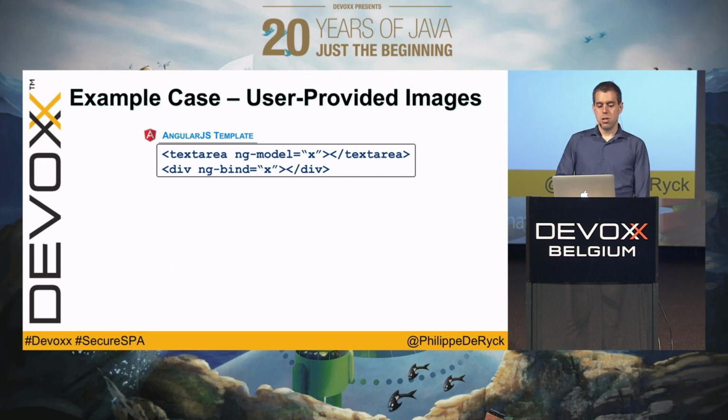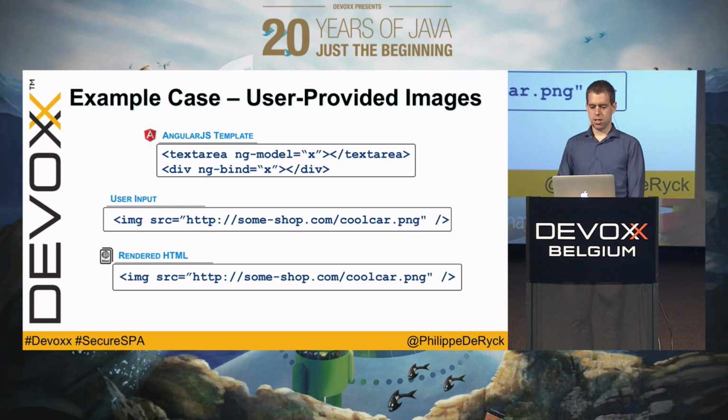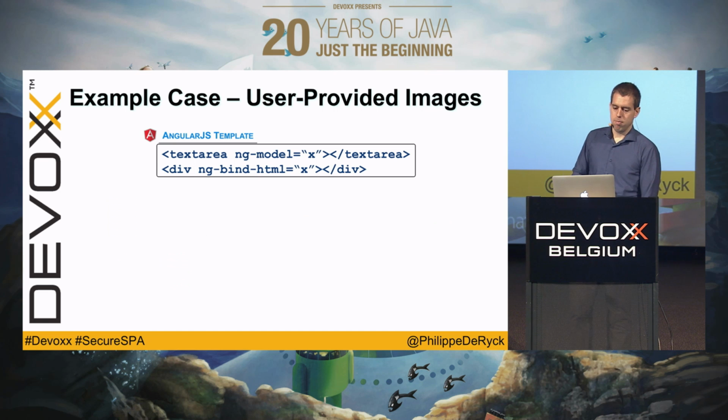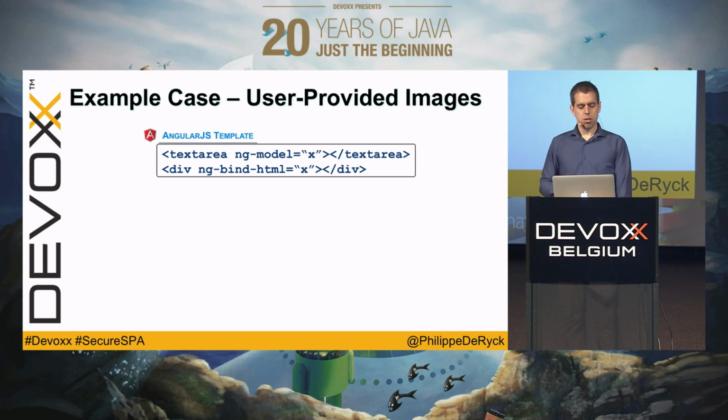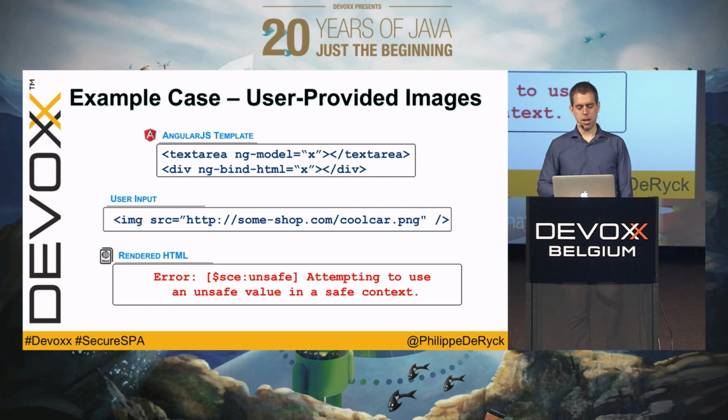So let's try ng-bind. Maybe that gives something different. We try the same input again, and we get the same output again. Okay, that's not good. ng-bind-html, that exists as well. The name itself indicates that it will give us HTML, so we're really hopeful this time. We give the same input, and we get this error from Angular.